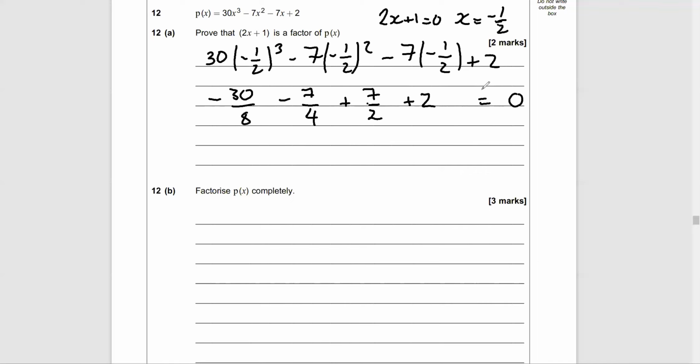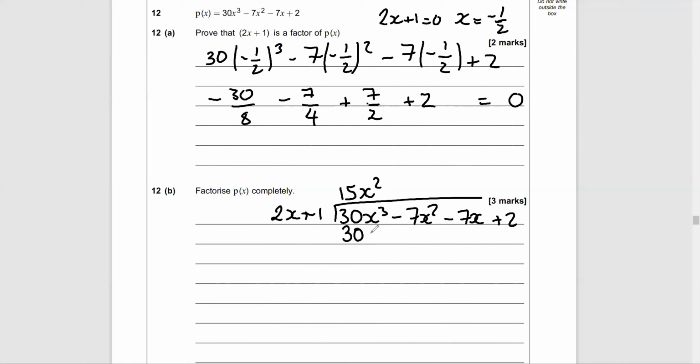So for part B, we want to factorise the polynomial completely. So we already know that 2x plus 1 is a factor. So we could divide our polynomial by 2x plus 1. And I'm going to be using algebraic long division for this. So 2x times something gives me 30x cubed. So I'm going to pop here 15x squared, because 2x times 15x squared gives me 30x cubed.